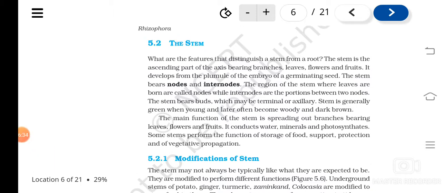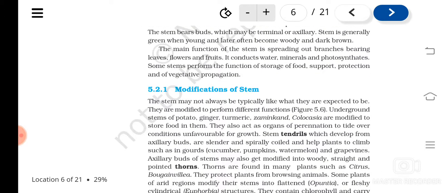And the major function of stem is what? Conduction of water and minerals. Okay, and also it forms the supporting part, isn't it? So, in addition to this, if the stem is doing some other functions, then it can be considered as what? The stem modification. Okay, for example, for storage of food, for support, for protection and for vegetative propagation. So, in that way, they are considered as the modifications of stem. Okay.